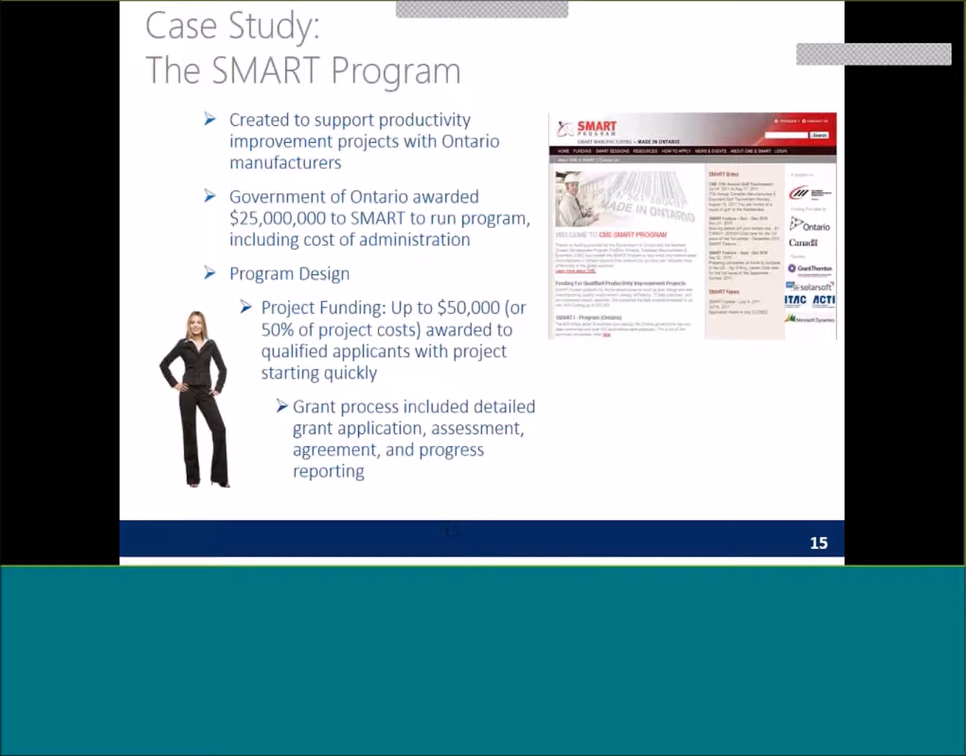So this takes us to our case study for today, the Ontario Government SMART program. The SMART program was created to support productivity improvement projects with Ontario manufacturers. It's a grants and contribution program, and by contribution we mean money is granted, but the money is released to the applicant based on them reaching certain milestones which they have provided as part of their application. So they may receive 20% up front, they may receive 50% at some point of progress within their projects, and then they might receive the rest of the funds at the end of their grant project.